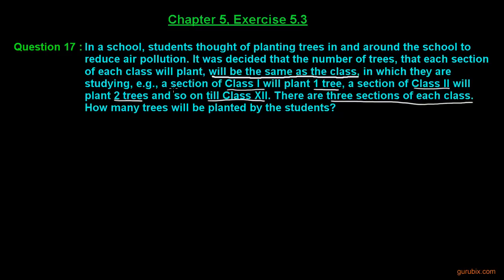For example, a section of class 1 will plant 1 tree, a section of class 2 will plant 2 trees, and so on till class 12. Therefore, we have 12 classes, and additional information is that there are 3 sections of each class. We are asked how many trees will be planted by the students. So let us see how to solve this question. This is a very important question of this exercise.